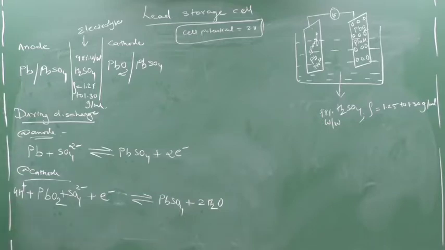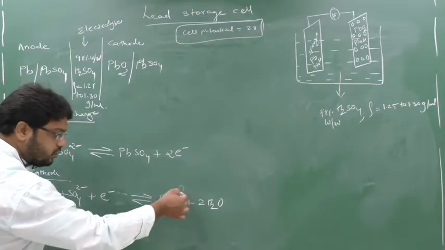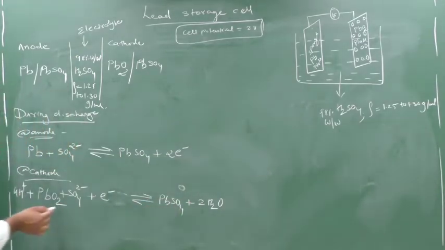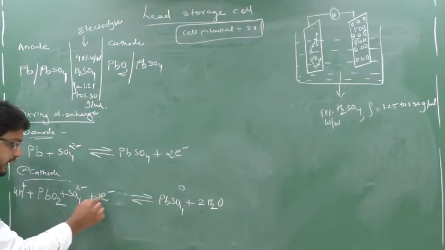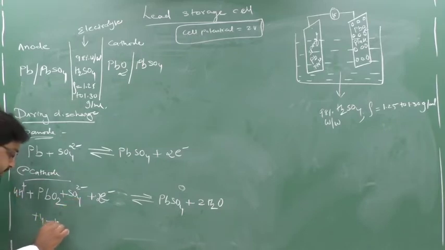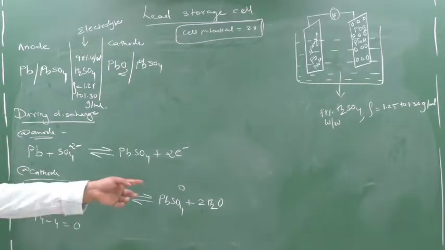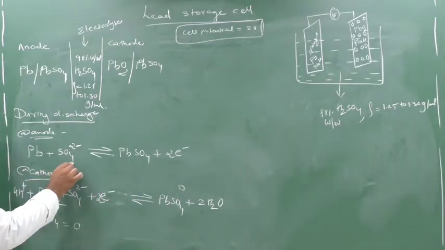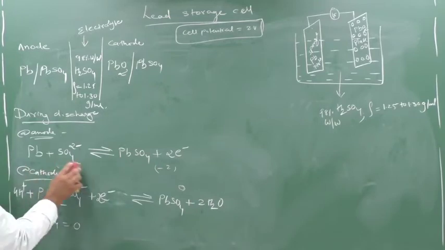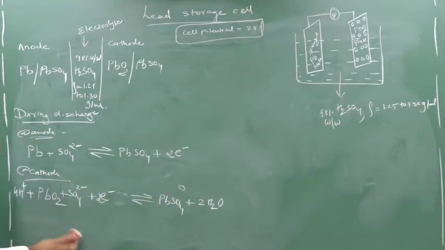Now we'll see the net charge. Here net charge is 0, yes or no? Since here the net charge is 0, here also net charge should be 0. So if I take 2 electrons, net charge becomes 0. See here, plus 4, minus 2, minus 2: answer will be 0. So your net charge is also balanced. Similarly, net charge here is minus 2, so here also net charge is minus 2. Everything is balanced. So this is the net anodic and cathodic reaction during discharge.